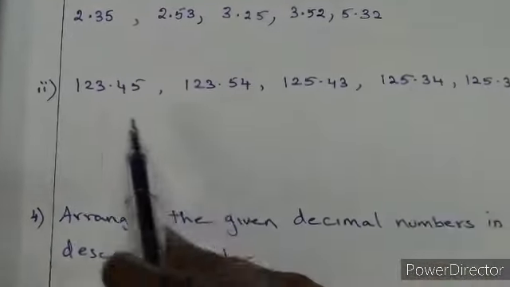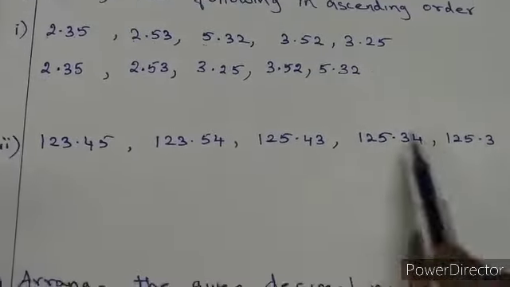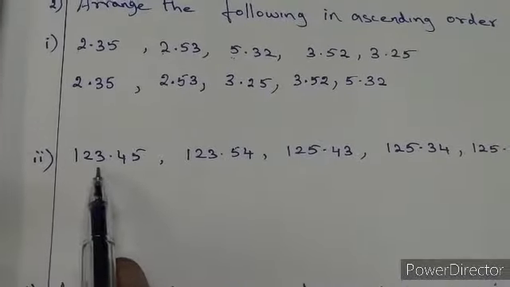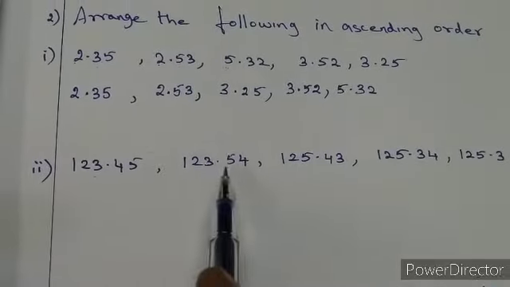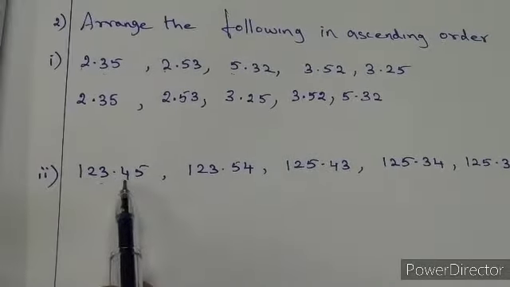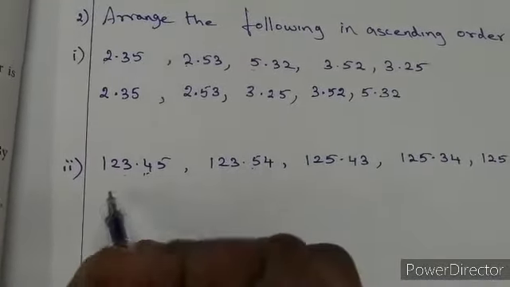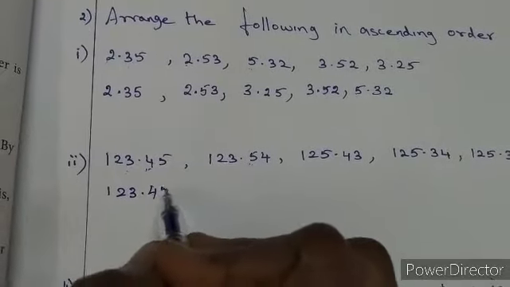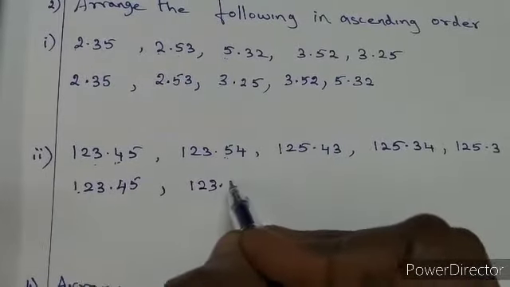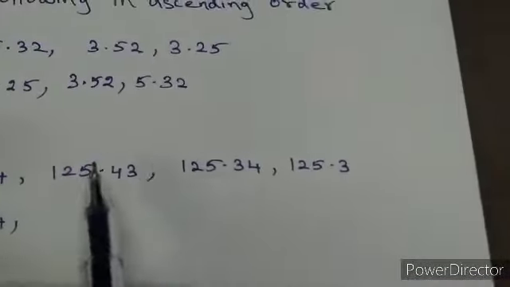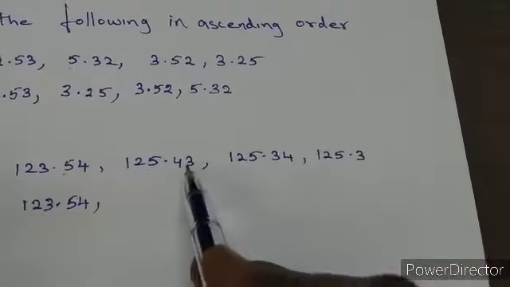Let's try one more subdivision. 123, 123, 125, 125 and 125. 123 is less than 125. So move to these two, compare these two numbers. Move to the 10th place. 4 and 5 are given. So 4 is less than 5. So 123.45. Next number, 123.54.